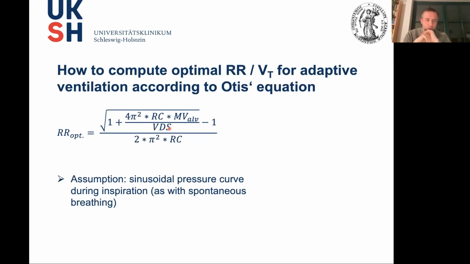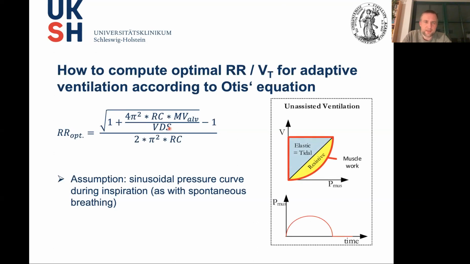However, what we should always be aware of is that this is based on the assumption of a sinusoidal pressure curve during inspiration, as with spontaneous breathing. Otis in 1950 was never concerned with optimizing any ventilator settings. He was concerned with understanding the mechanics of spontaneous breathing. So during unassisted ventilation, this is what the pressure volume loop looks like, more or less. You get a slow increase in muscle pressure, and the muscle pressure that the patient generates has this more or less sinusoidal shape.